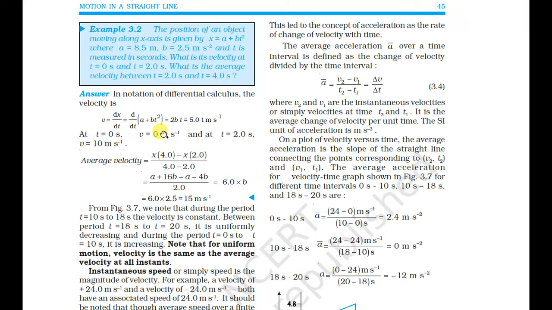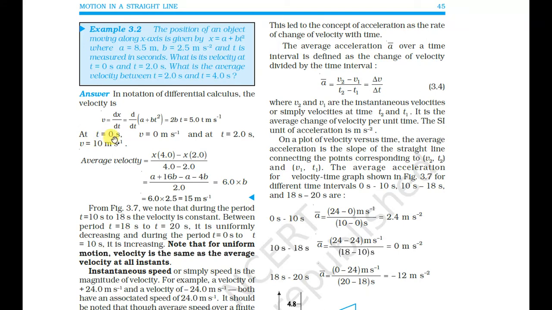So first, see here: d by dt of a plus bt squared. The b into t squared, differentiated with respect to time, gives 2 at this side, and a becomes 0. So t raised to 2 minus 1, we get 2bt, which equals 5.0 meters per second. Earlier b was 2.5 meters per second squared, so 2 into b gives 2.5 into 2, which is 5.0 meters per second.